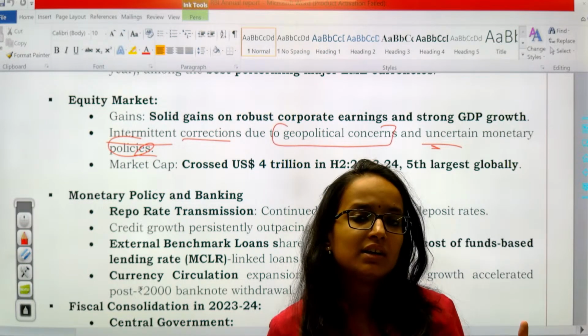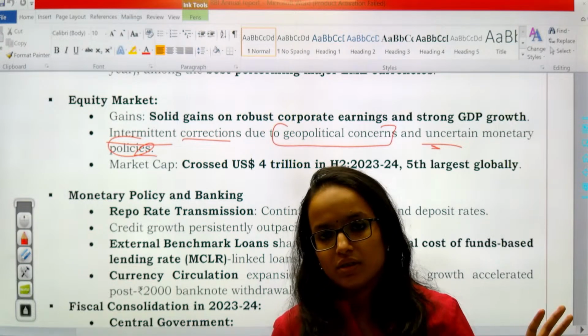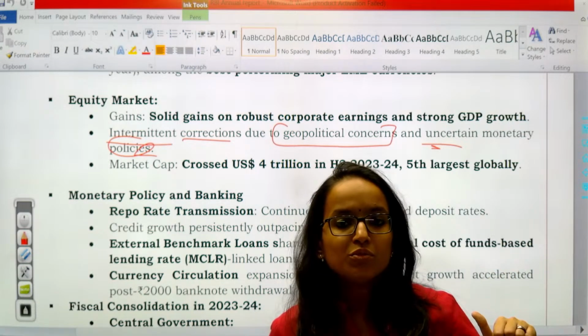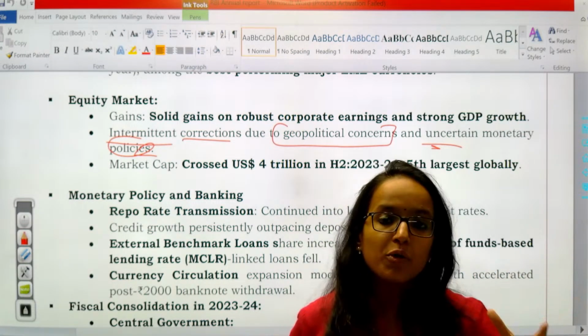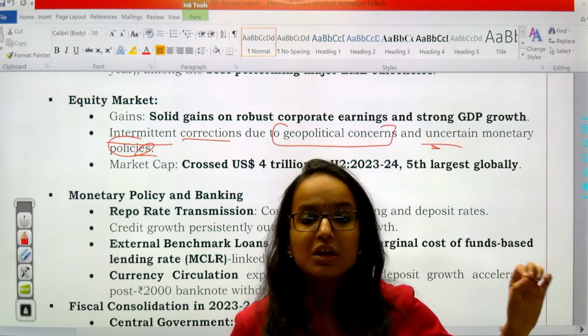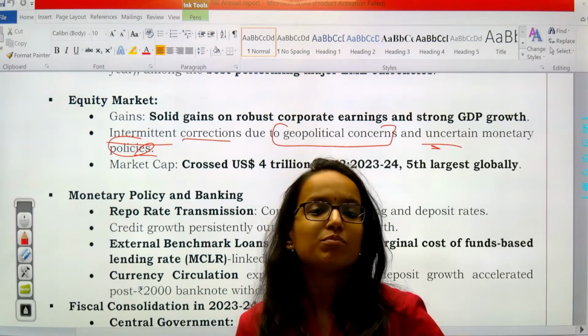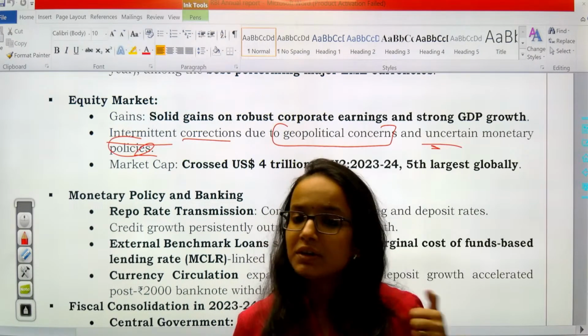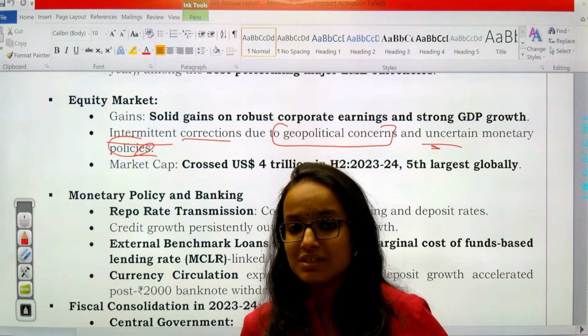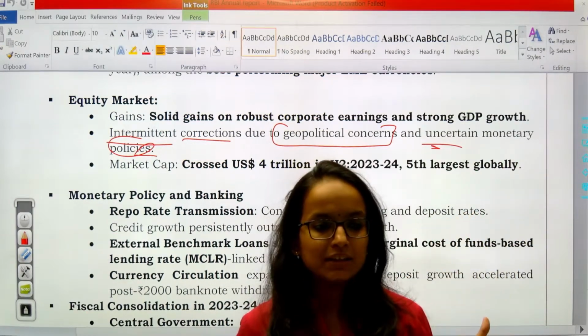As you all know, the Indian Monetary Policy Committee has also adopted the withdrawal of accommodation policy. If you remember from the last class, withdrawal of accommodation means not adopting accommodative policy. Not adopting accommodative policy means tightening of monetary policy. You want to reduce the money supply in the market.